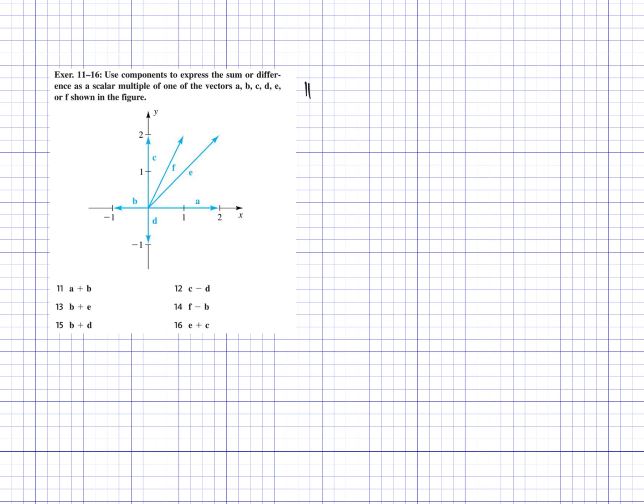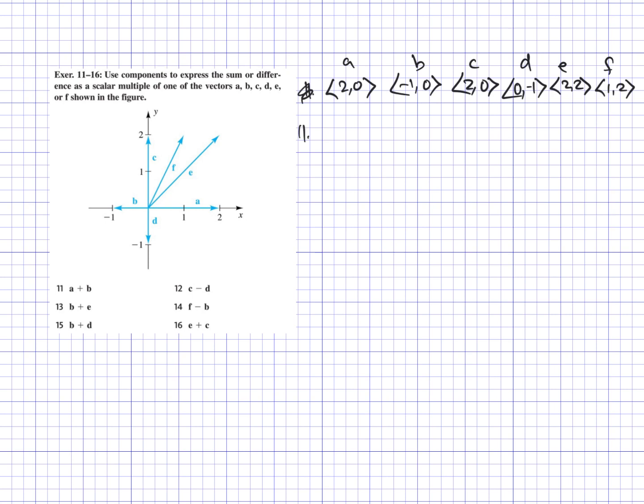So if we look at number 11, if we want to get our values here, let's just put them up here so we have these. A is at 2, 0, B is at negative 1, 0, and C is at 0, 2, and D is 0, negative 1. E is at 2, 2, and F is at 1, 2. All right, so there's all our vectors.